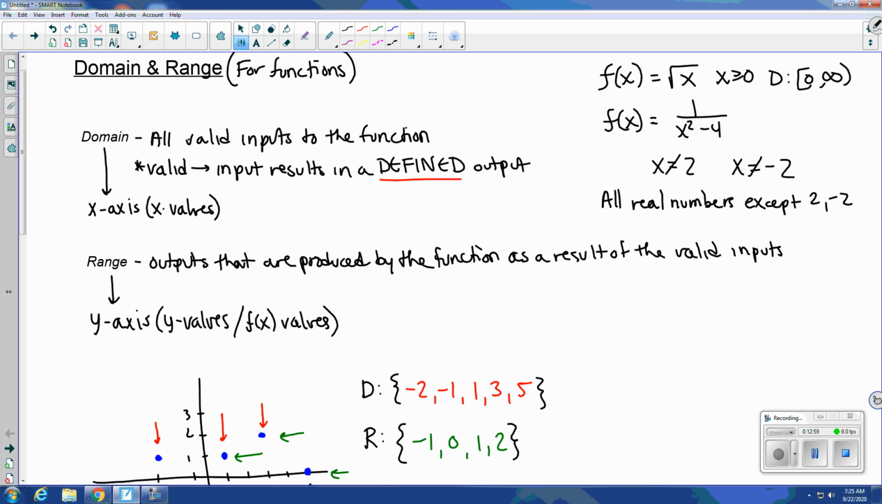So that's another example where you can analyze the properties of our function itself to determine what the domain would be. And that's where I'll end the video.